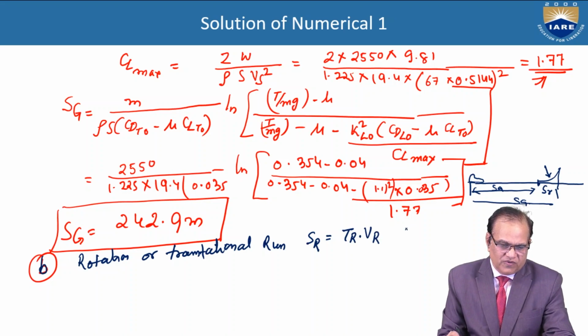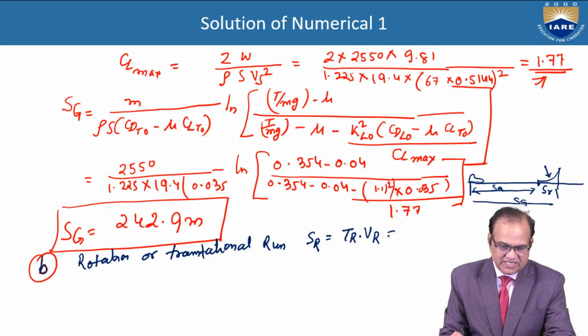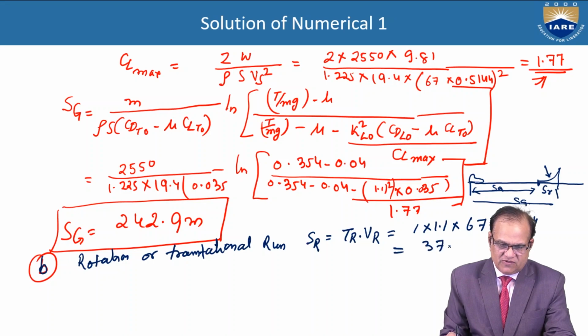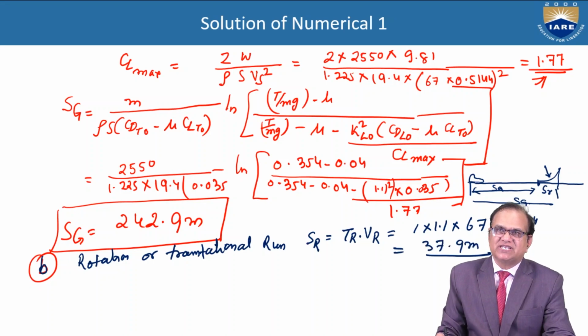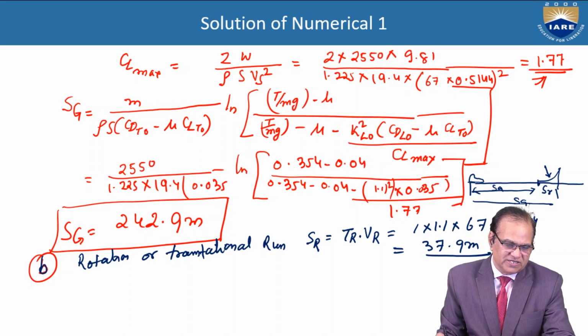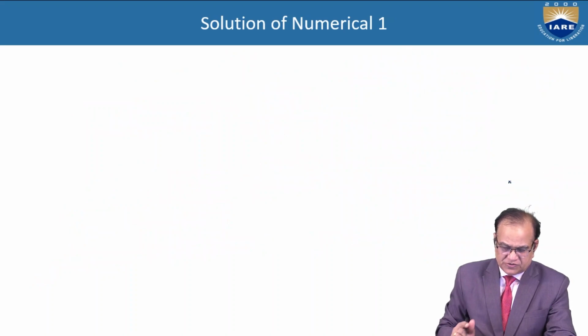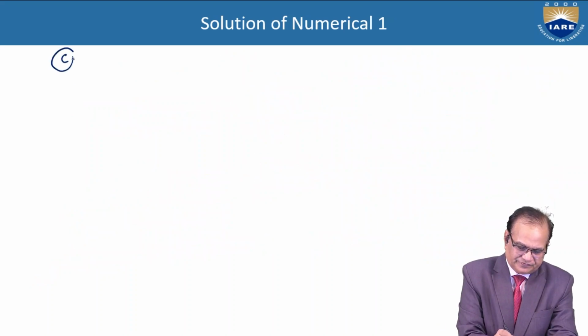TR into VR. So we can write down that here TR is equal to 1 into 1.1 into 67 into 0.5144. You will get here 37.9 meter. So this rotational velocity is 37.9 meter. And this is the SR. SA is an accelerated flight. So now we have to see the next, that C part.